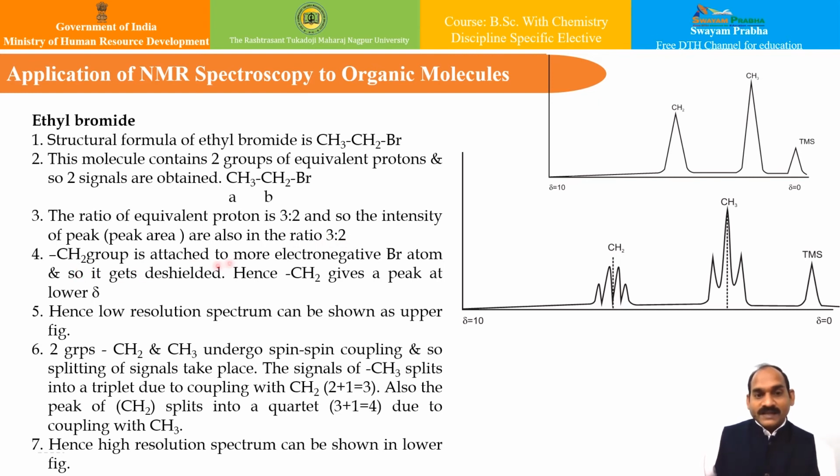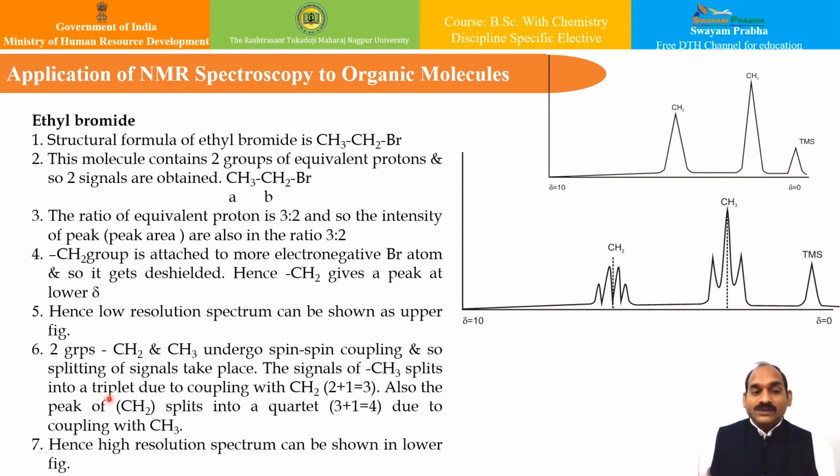Likewise, this CH2 group is attached to the more electronegative bromine atom, and therefore it should get deshielded. This CH2 will give a peak at higher chemical shift, which can be seen over here. So the low resolution spectrum can be shown as this one. There are two peaks: this is the peak for CH3, and this is the peak for CH2.